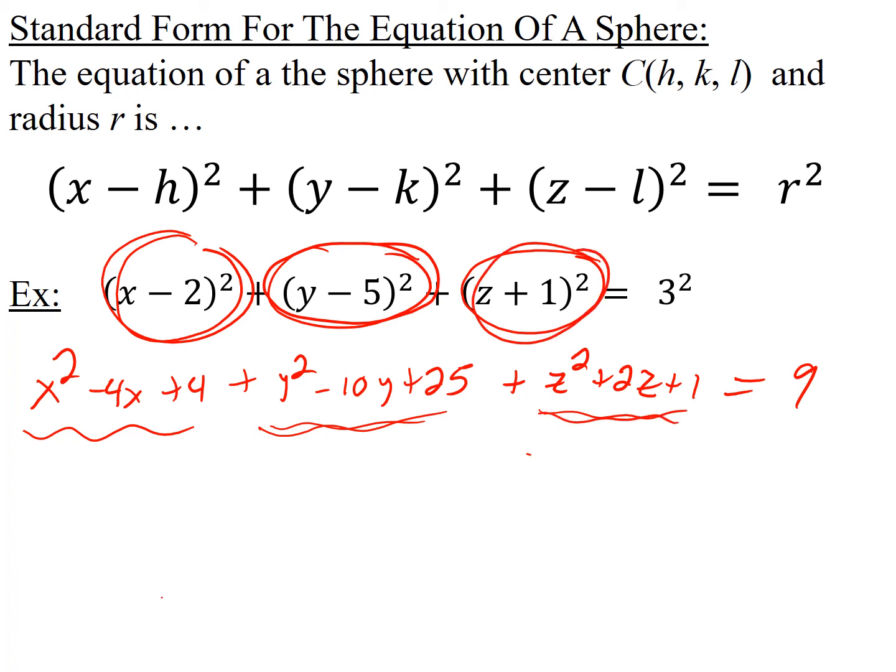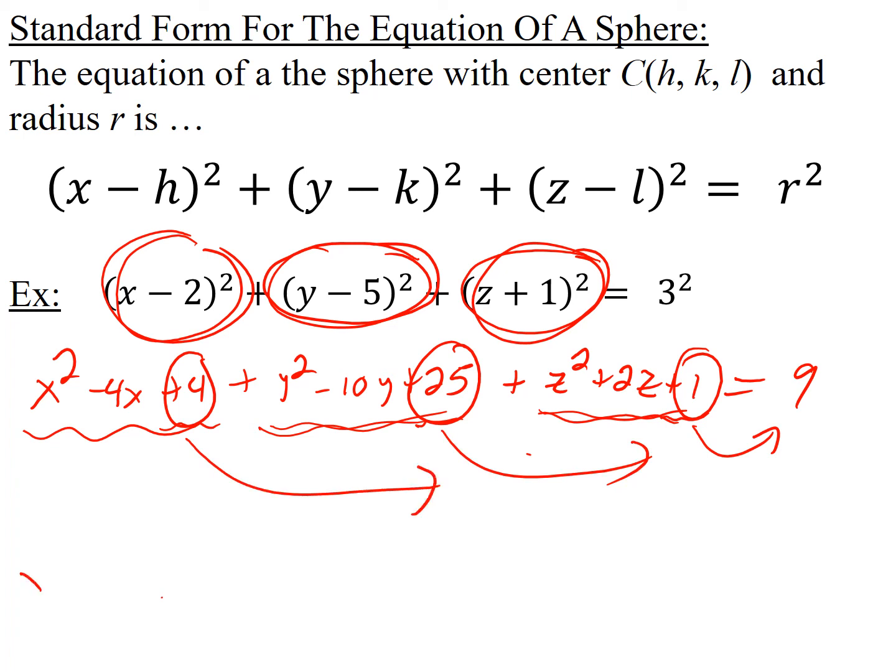But most of the time what happens is in problems, they'll give it to you multiplied out, but they won't put the numbers that you need right there perfectly for you. So this 4 and this 25 and this 1, usually they'll take them over to the other side, and they'll write something like this. So x squared minus 4x, skip the plus 4, then plus y squared minus 10y plus z squared plus 2z.